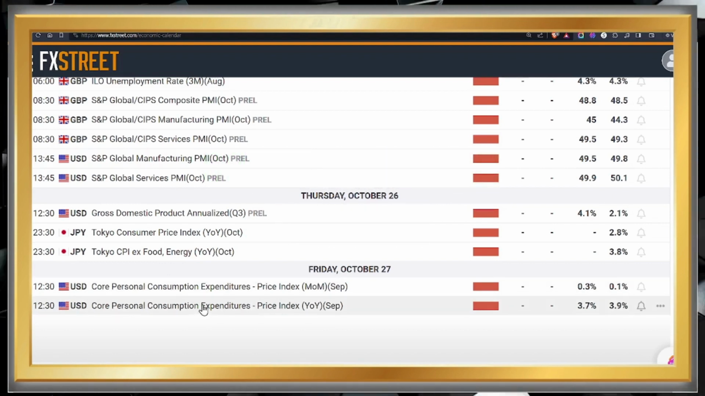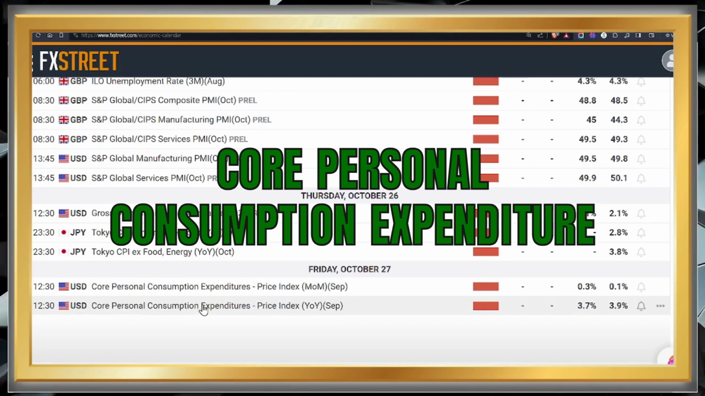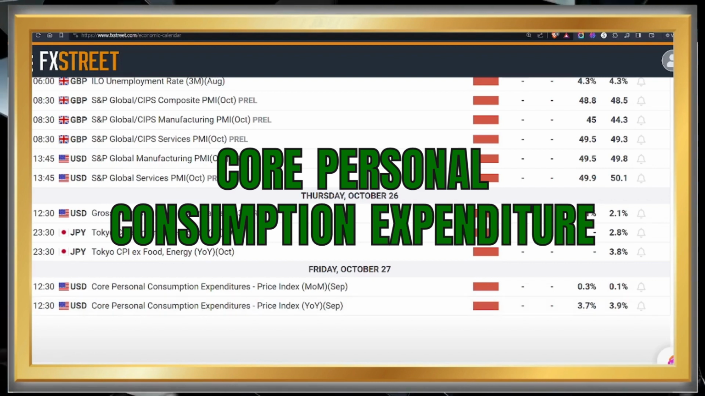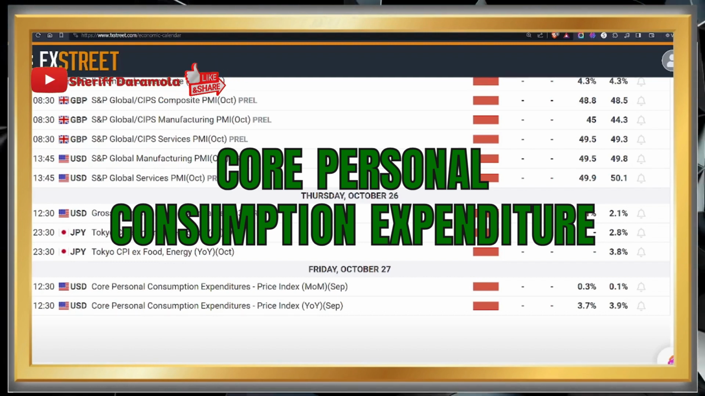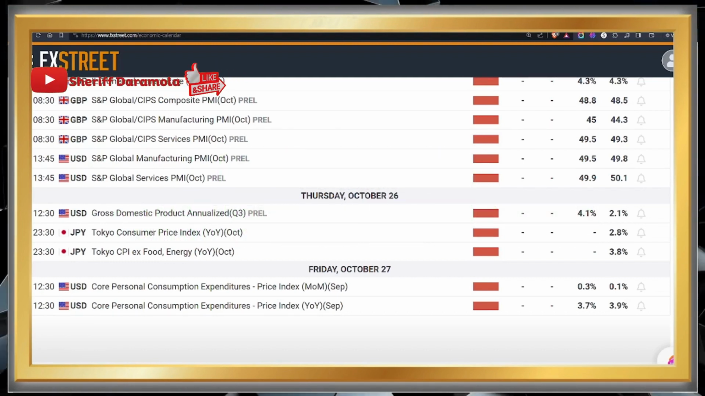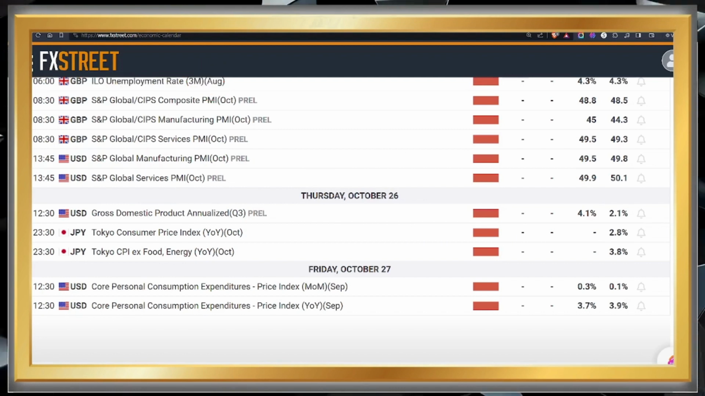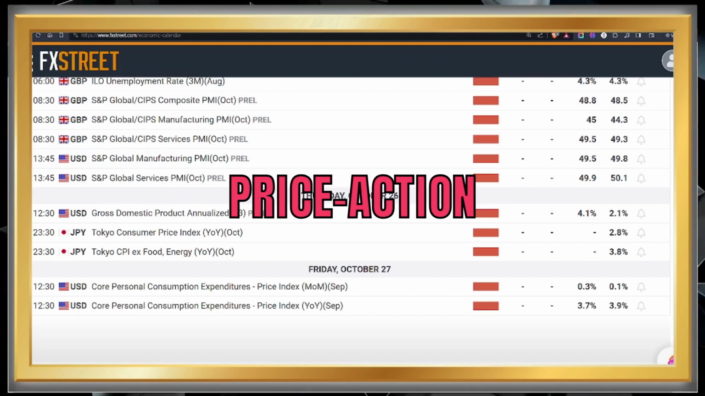Then on Friday, October 27, we have the core personal consumption expenditure, which measures inflation by excluding volatile food and energy prices, offering us insight into overall price trend. So these are the high impact events we are going to be looking forward to, and as technical traders we do know that the anticipation of this event alone has a tendency of influencing price action.